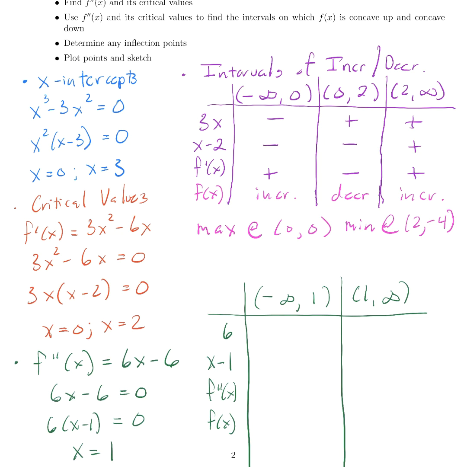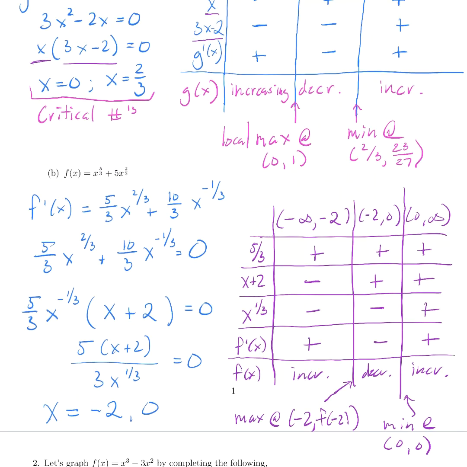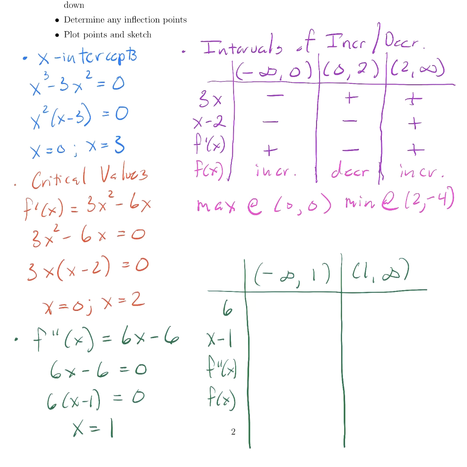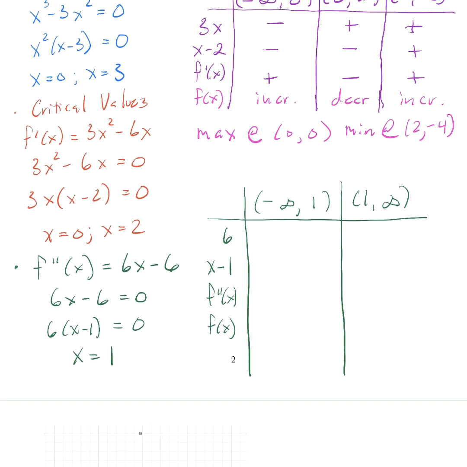And we go ahead and this is the same function as above, right? Oh, no, it's not. We get 0 and 2. We create the intervals of increasing and decreasing. We get increase, decrease, increase. We get a max at 0, 0, and a min at 2, -4. Okay. And then let's see.